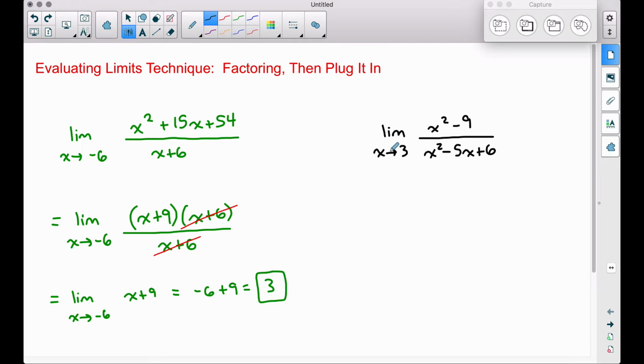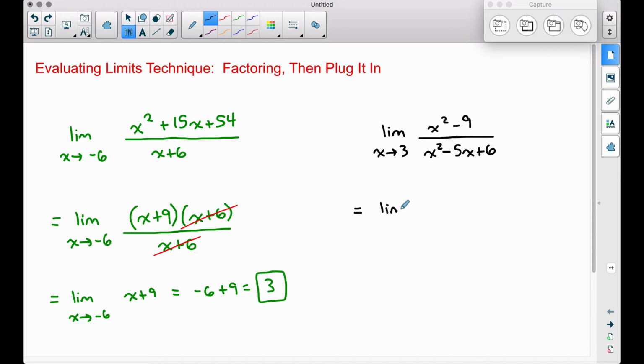So in this problem over here, let's try to plug in 3 into this rational function. I'm just going to go ahead and jump to the bottom. 3 squared is 9. 9 minus 5 times 3 is 15. Well, 9 minus 15 is -6. Plus 6, we get 0. So yet again, we have a 0 in our denominator. Well, let's try to factor.